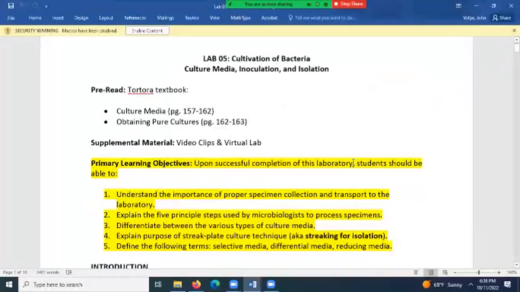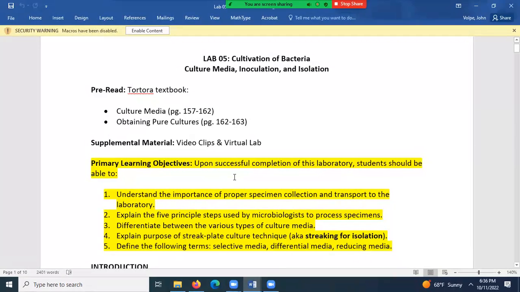All right, Lab 5: culture of bacteria, culture media, inoculation, and isolation. There is some reading to do, but not very much. What is that? 5 pages there, and then 1 page here. And then there will be some video clips today and maybe a virtual lab. I don't remember if this virtual lab uses Flash or not. Let me see what this one is talking about. Media, cultivation of bacteria. I don't remember.